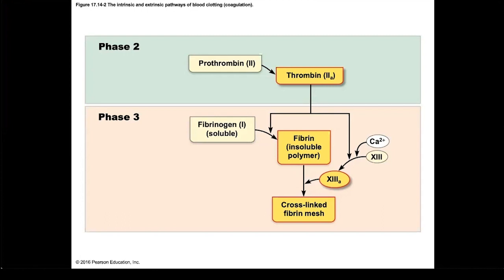Notice in this step you also have calcium as well as an active clotting factor number 13. So in the presence of calcium and the active number 13, the fibrin insoluble polymers cross-link to produce a fibrin mesh. And this is what you end up with during coagulation. And this mesh helps trap the red blood cells and prevent blood from leaving.